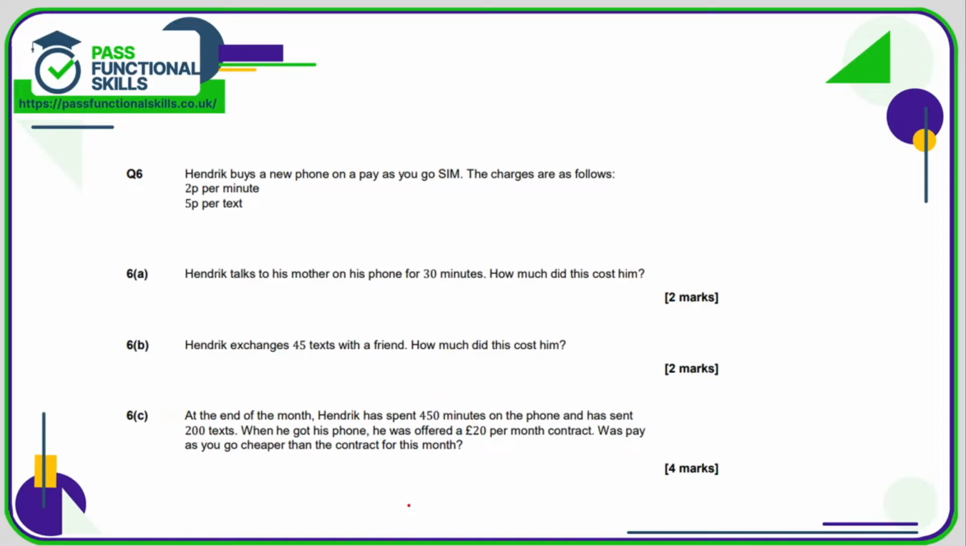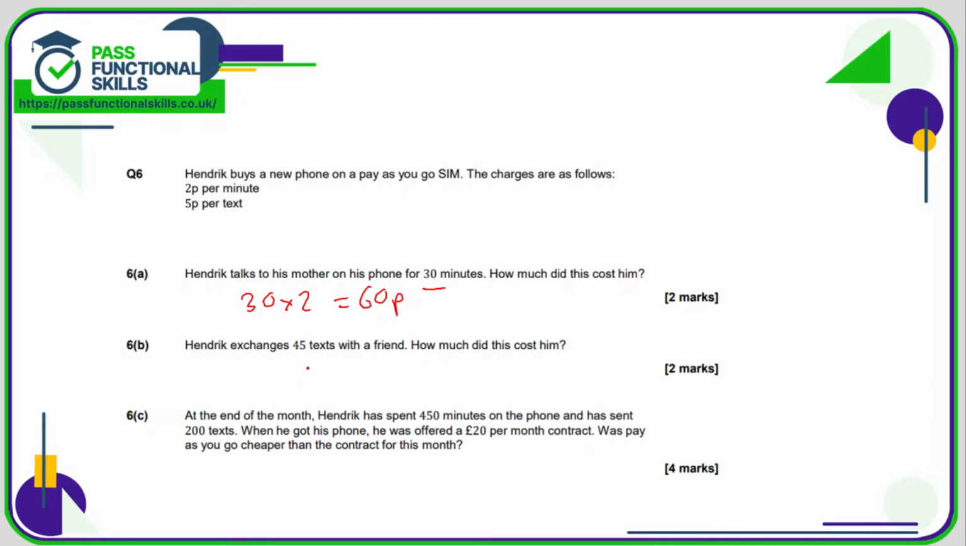Question number 6. Hendrik buys a new phone on a pay-as-you-go SIM. The charges are as follows. Hendrik talks to his mum for 30 minutes. So how much does that cost him? That's going to be 30 times 2p. 30 times 2, that's 60p.